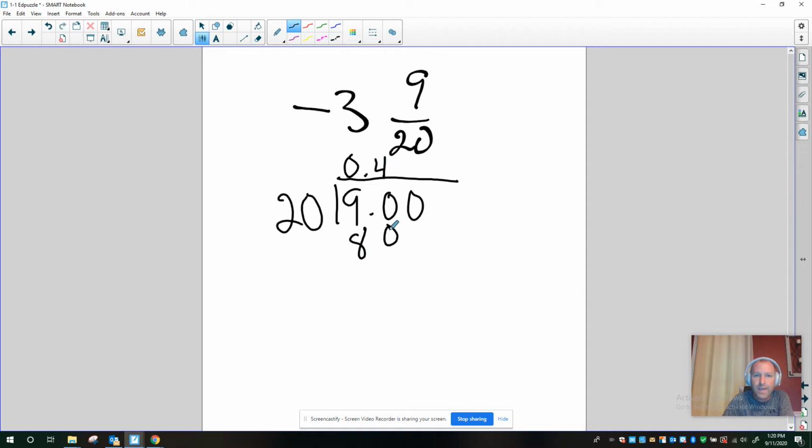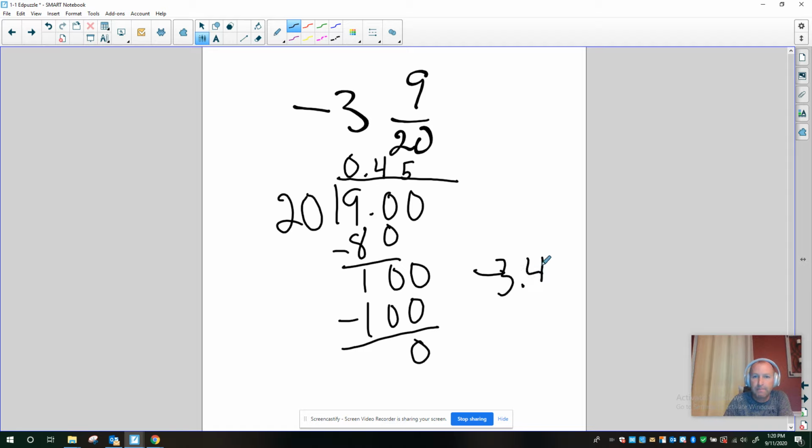4 times 20 is 80. Bring down another 0. 20 goes into 100 5 times. Subtract. And now don't forget about the negative 3, because that does need to be in your final answer. Okay.